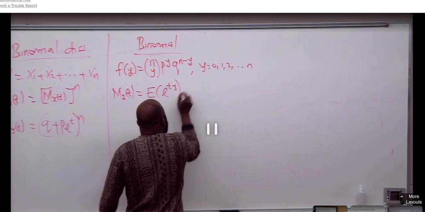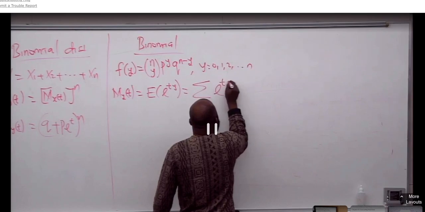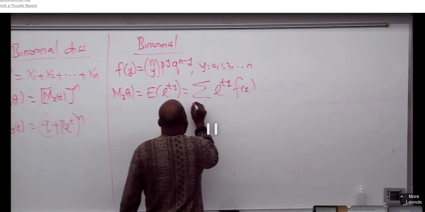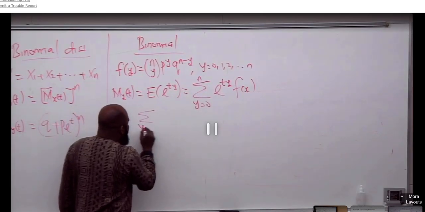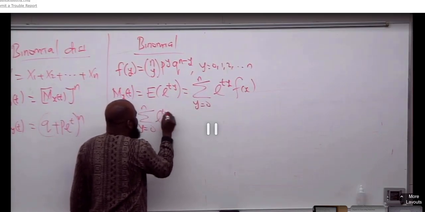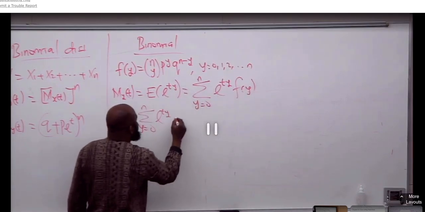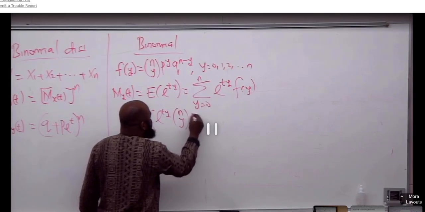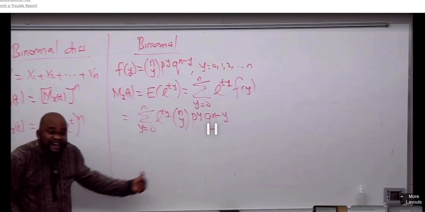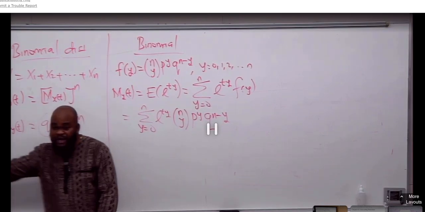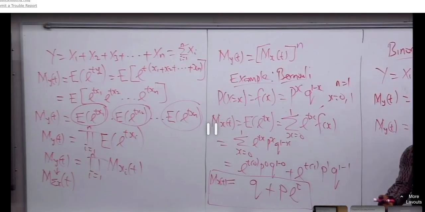Don't forget, binomial is a discrete random variable. So I'm going to have the summation with y from 0 to n of e raised to power ty times f of y. What is f of y? It is n combination y, p raised to power y, q raised to power n minus y. Do you know what I'm doing here? I'm going directly. I don't want to pass through Bernoulli. You can decide to pass through it to derive that, it's up to you.